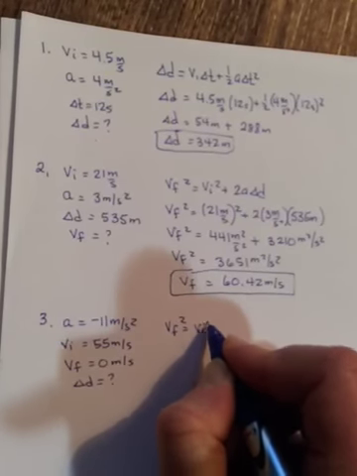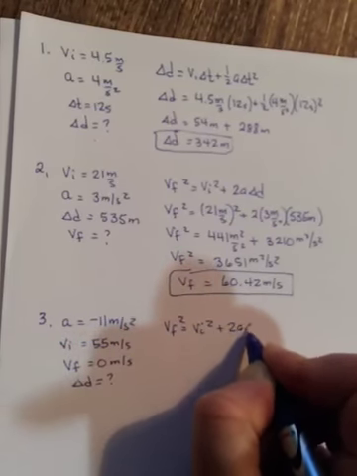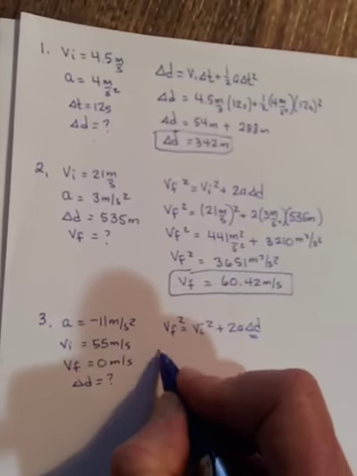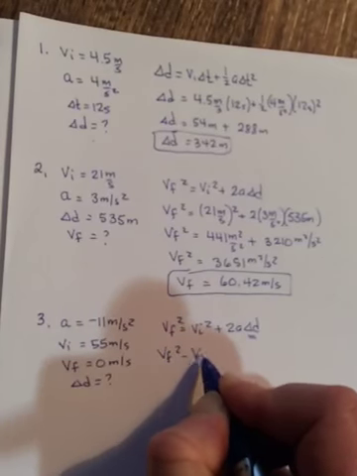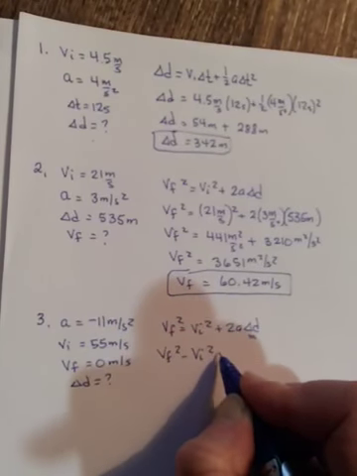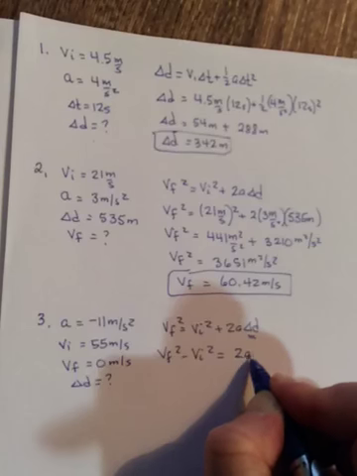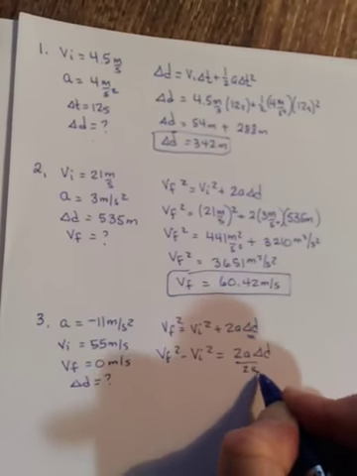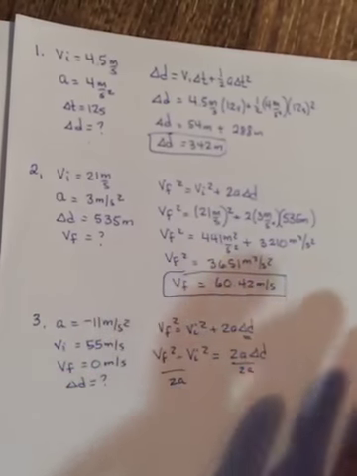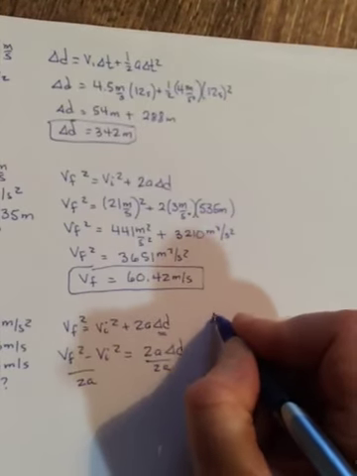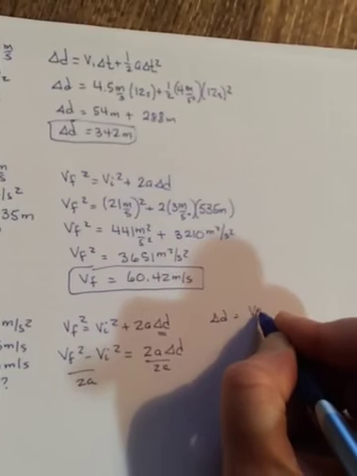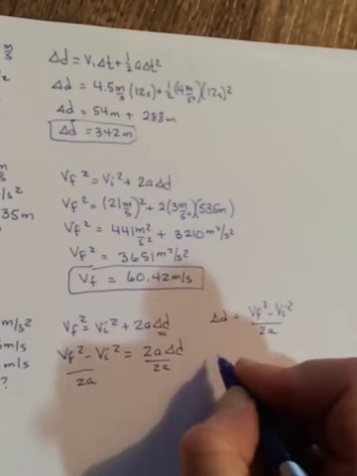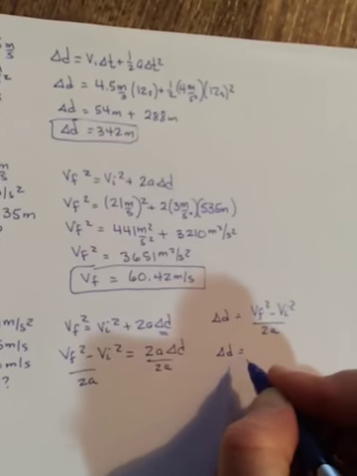So VF squared is equal to VI squared plus 2A delta D, but this time I have to rearrange for delta D. So first step, take the VI over. So it becomes VF squared minus VI squared is equal to 2A delta D. And now to get the delta D alone, divide both sides by 2A. And so we'll have delta D is equal to VF squared minus VI squared over 2A. And now you can fill your numbers in.